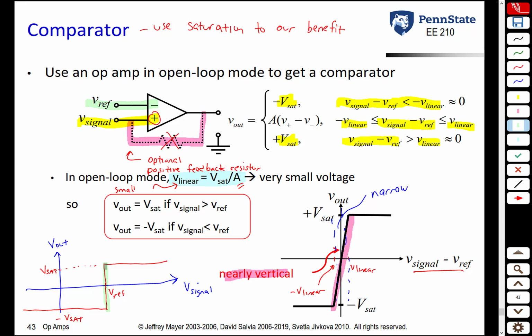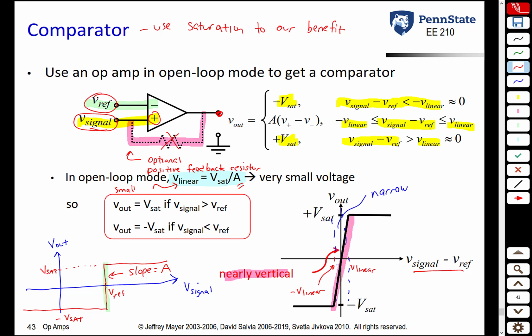In fact, the slope is so high, the slope is A, that for all intents and purposes, we say that it is vertical. And this really shows the comparator aspect of an op-amp in open loop mode. If our signal is greater than the reference, the output voltage will be VSAT. If our signal is less than the reference voltage, the output would be negative VSAT. So here we are using the fact that this op-amp saturates very quickly and has a very narrow linear region. We're using that to our benefit here.